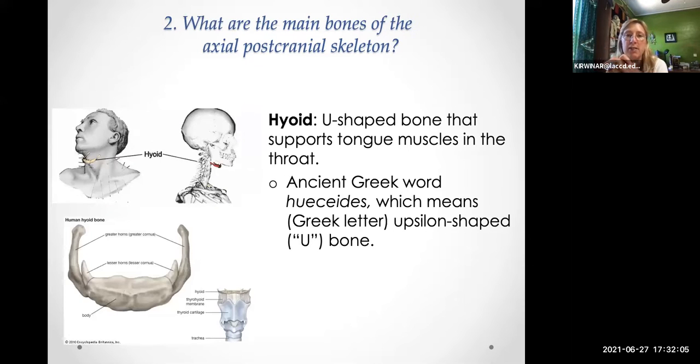So let's get started. So the hyoid. A hyoid is a U-shaped bone that supports the tongue muscles in the throat. It's based on the ancient Greek word hyoeides, I think that's how you say it. Kind of faked that. Which means upsilon-shaped, U bone. So it looks like the letter U, or upsilon, I guess, in the Greek alphabet.